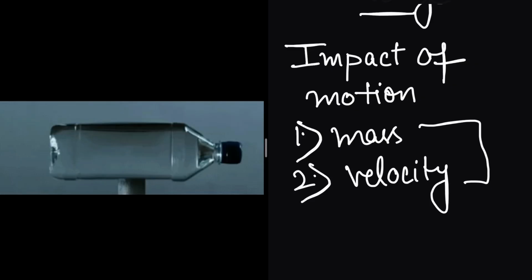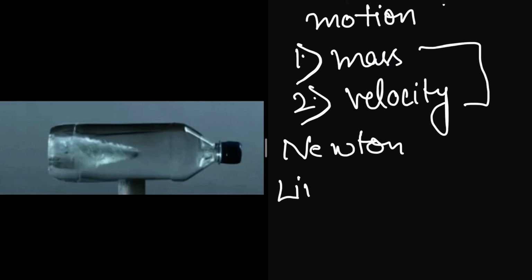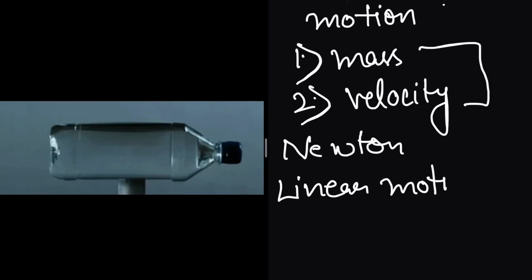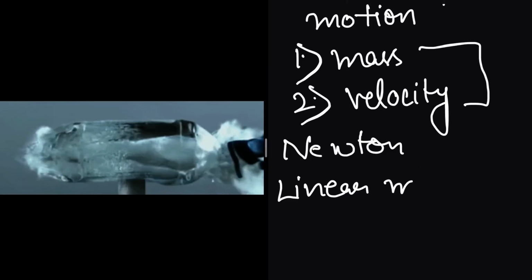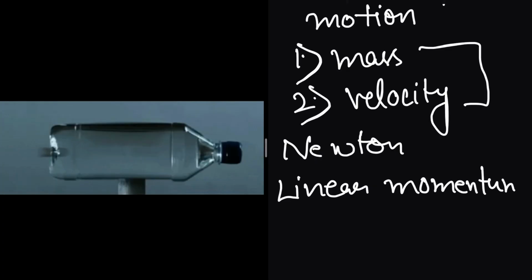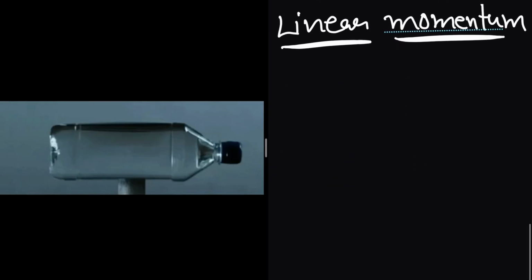Newton identified that quantity and named it linear momentum. So the impact of motion in physics is defined by the quantity which is called linear momentum. So what is this linear momentum, students?